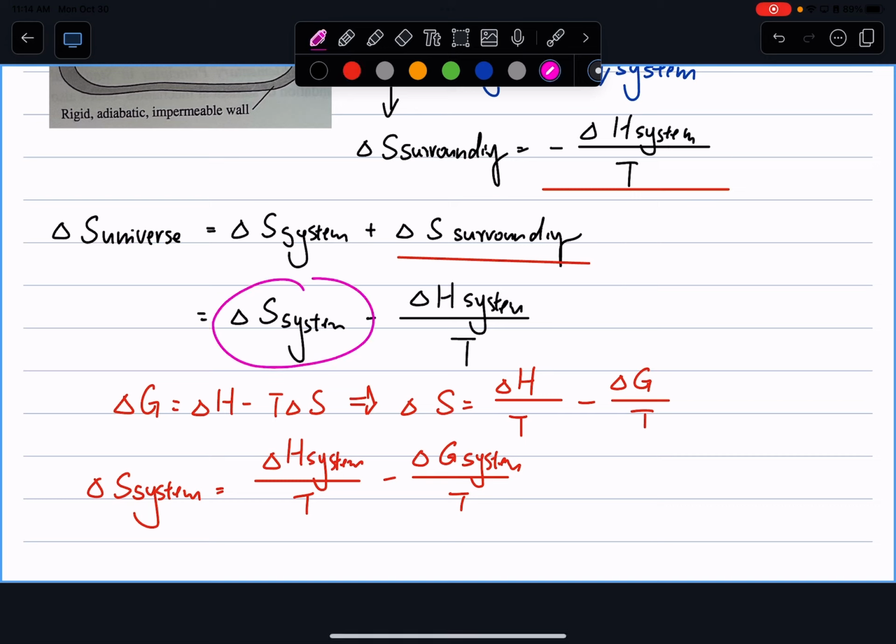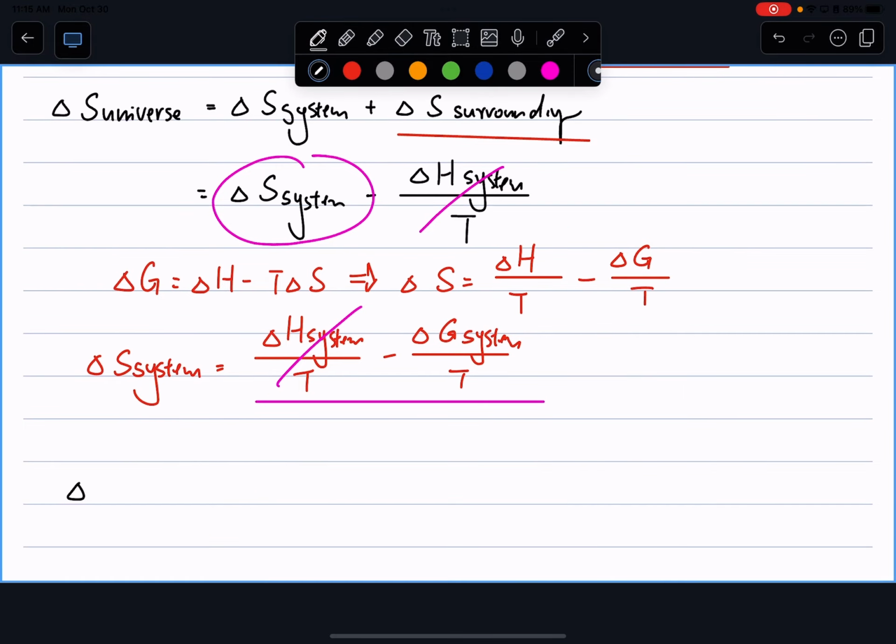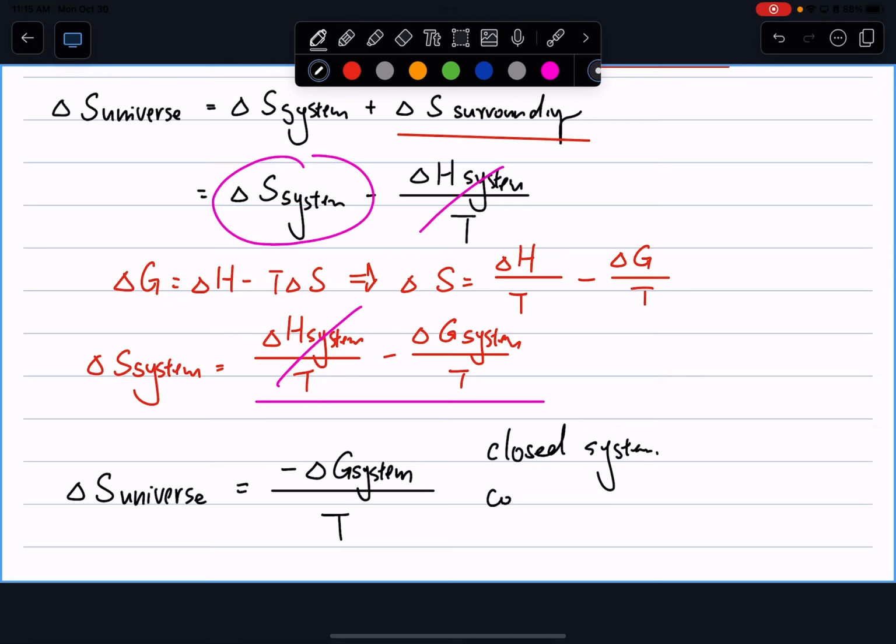And then we have this term here equals to here. And obviously these two terms will cancel out. What we end up having is delta S of the universe equals negative delta G of the system over T for this closed system, at constant temperature and pressure, and PV work only.